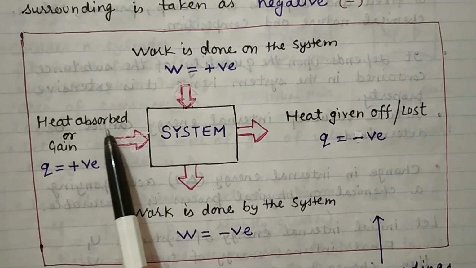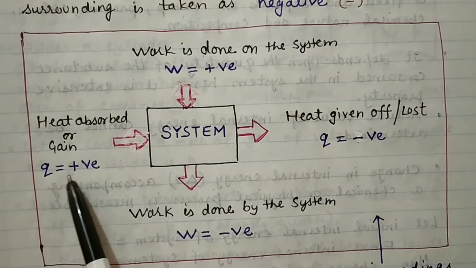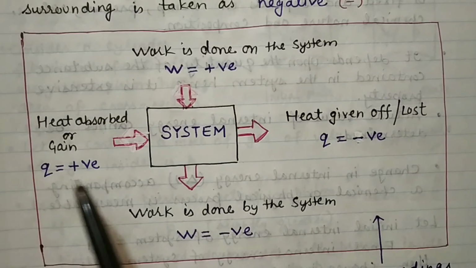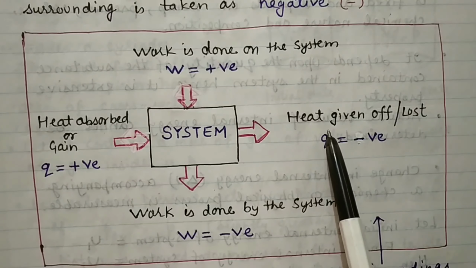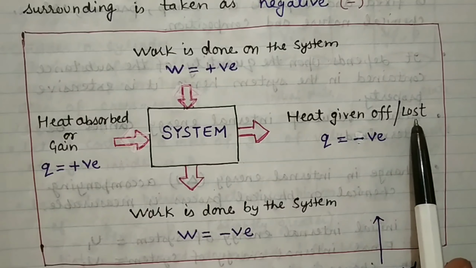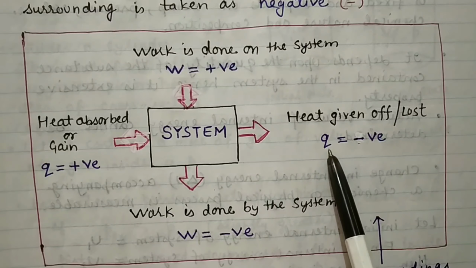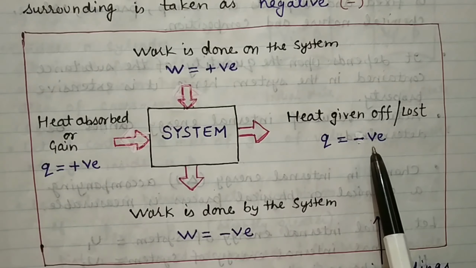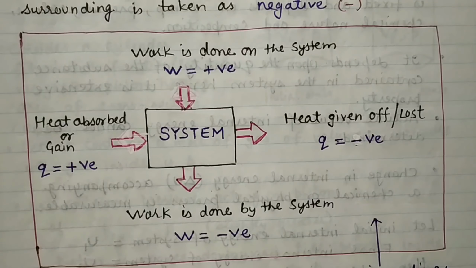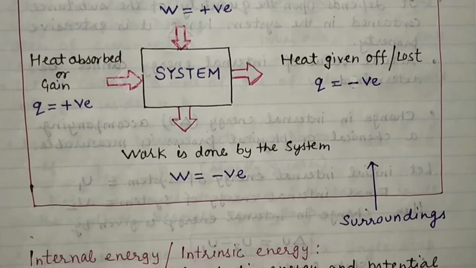Likewise, if heat is absorbed by the system, then there is a positive sign before Q. And if heat is given off or lost by the system, then the value of Q will be taken as negative. These are the sign conventions given by the IUPAC.